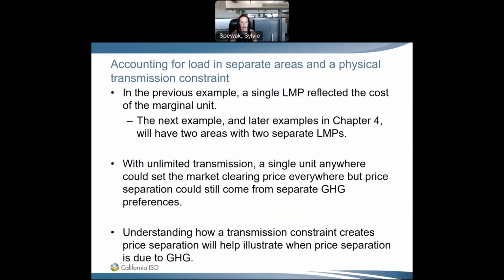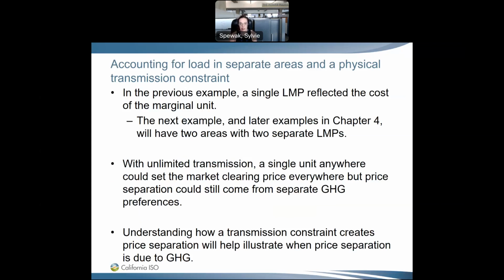So we're going to add another layer of complexity here. We want to figure out how to account for load in two separate areas, and we'll add a physical transmission constraint. In the previous example, we had a single LMP, and when we figured out what that LMP was, we added 1 megawatt to the full market, 250 megawatts. But in the next example, and in the rest of the examples in this presentation, we'll have two separate areas with load in each area, and we'll have two separate LMPs.